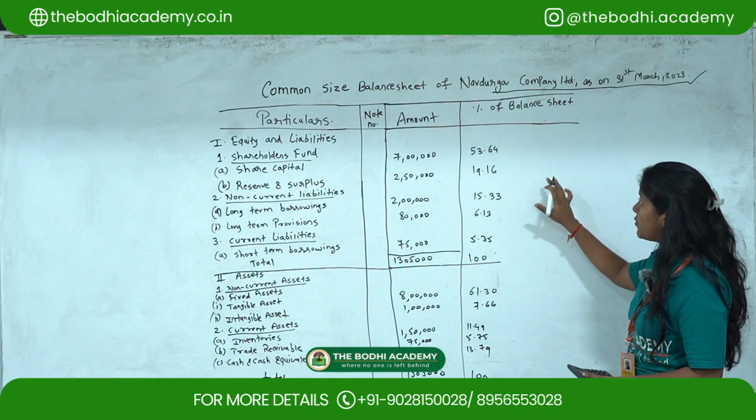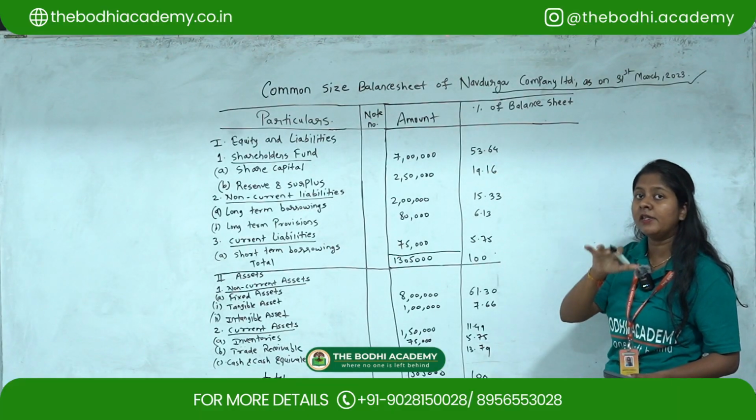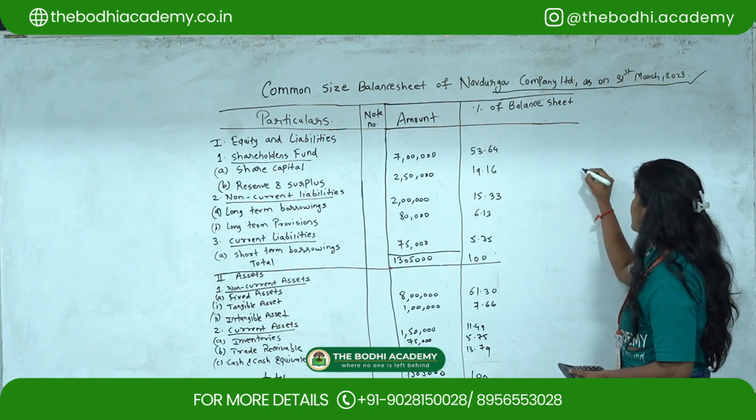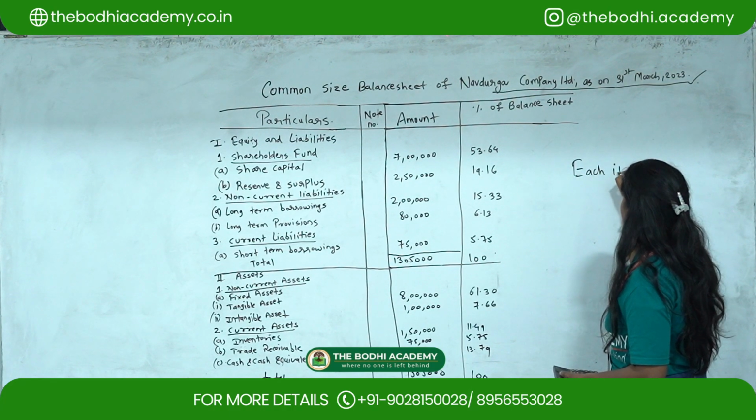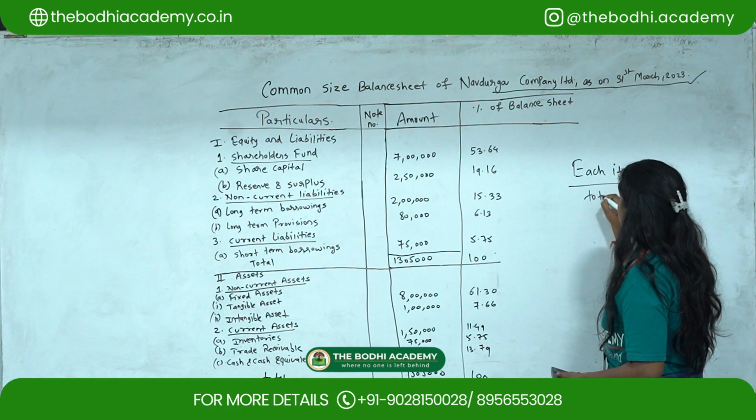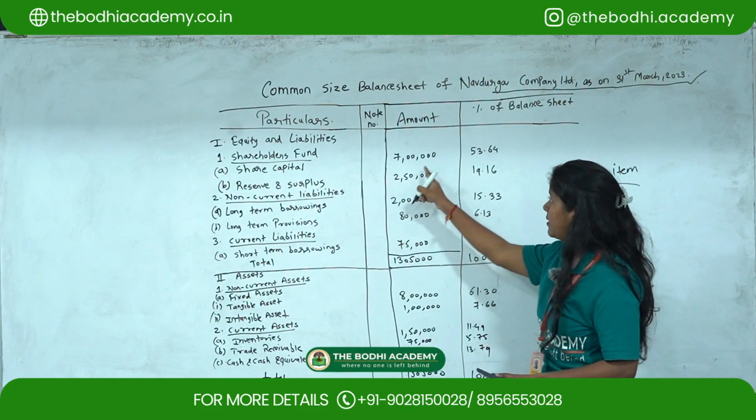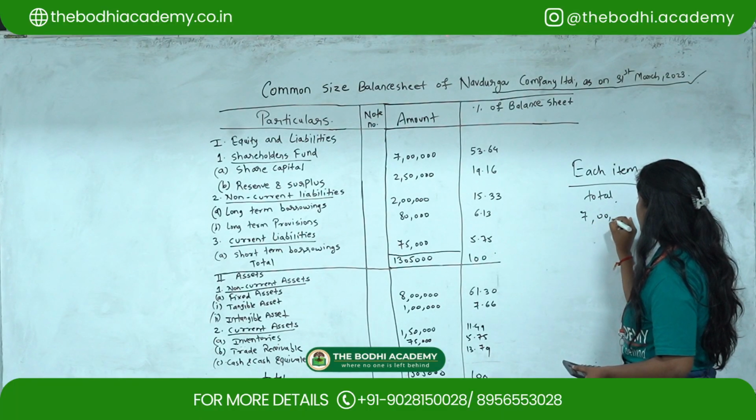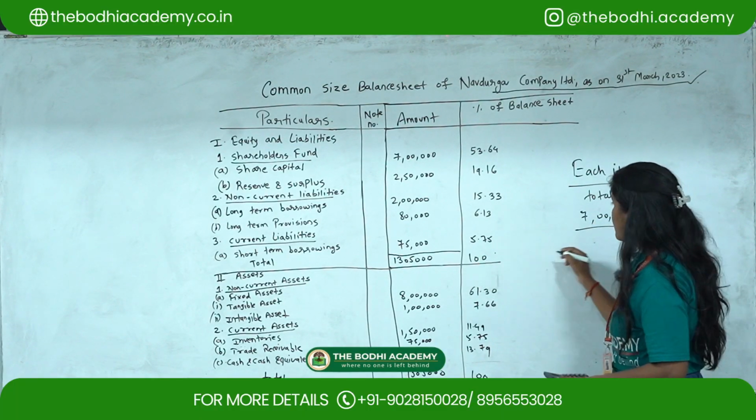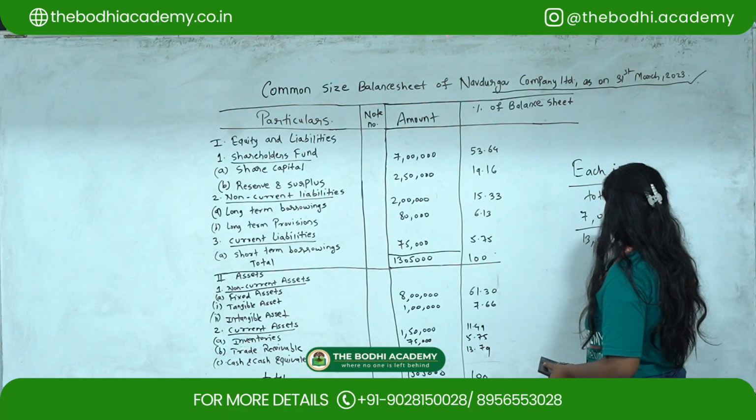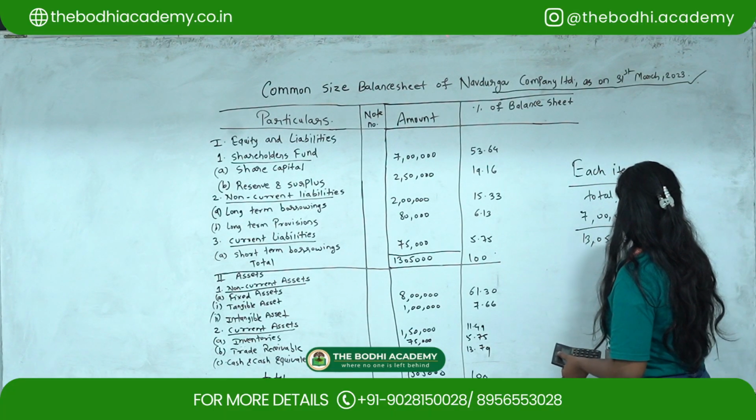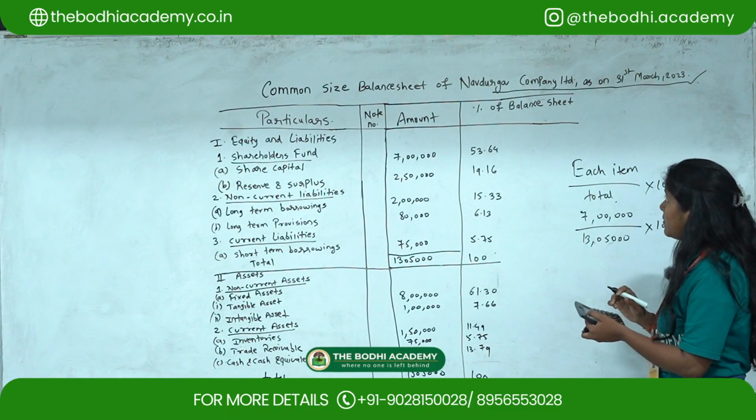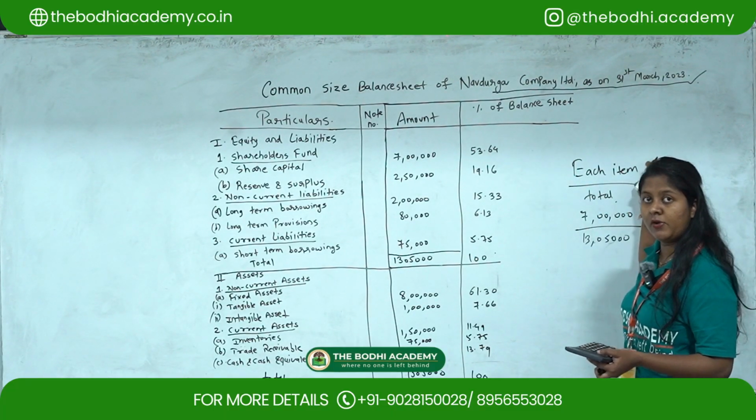Now whenever you are solving this, you have to take each item divided by the total. So for common size balance sheet, you have to remember this formula. So you have to take each item divided by the total. Now we'll see with regards to share capital, each item with regards to share capital, the total is 7 lakhs. So 7 lakhs divided by 13 lakhs 5,000 multiplied by 100. So you have to find out the percentage, no? So that's why you have to multiply it by 100.